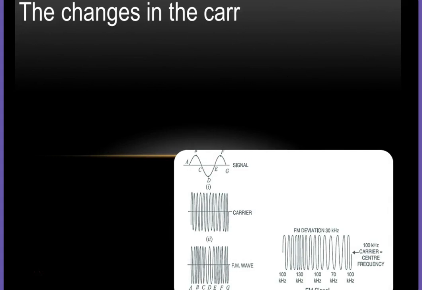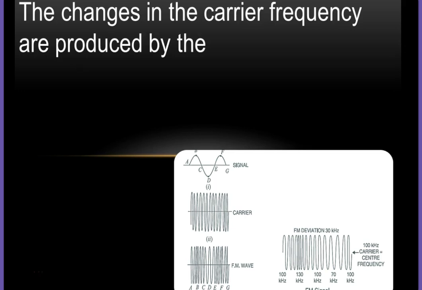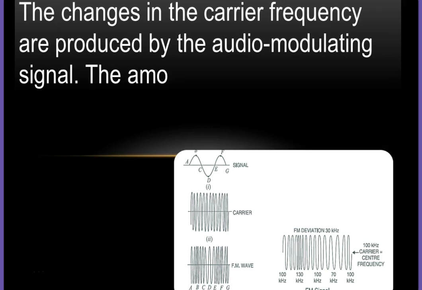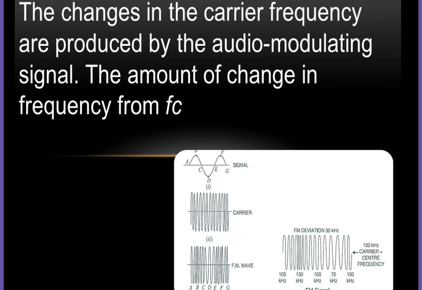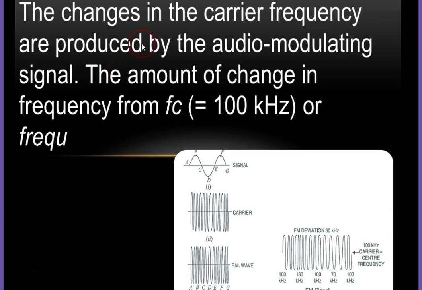The changes in the carrier frequency are produced by the audio modulating signal. The amount of change in frequency from the frequency of the carrier is 100 kilohertz, and this change, we have taken here, is 30 kilohertz on the upper side and 30 kilohertz on the lower side. 100 kilohertz is the original carrier frequency.